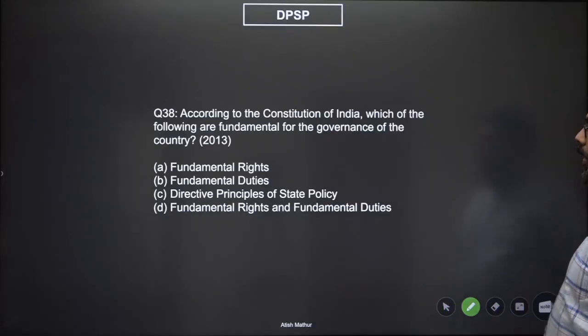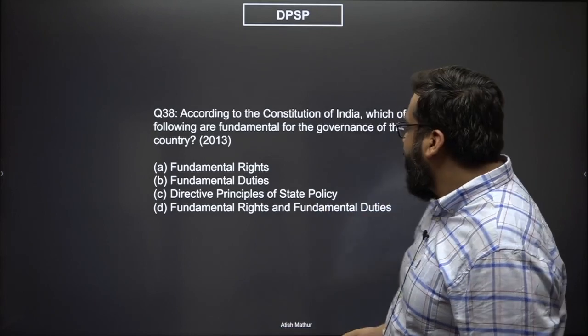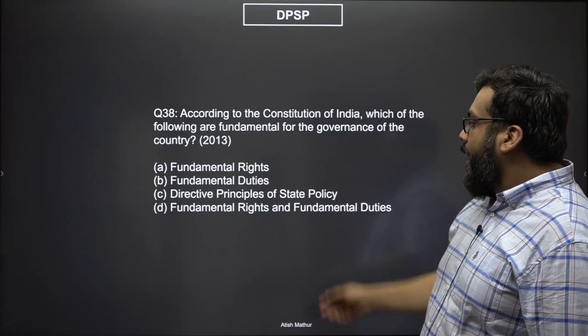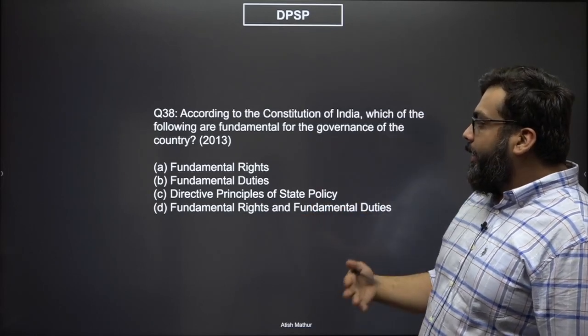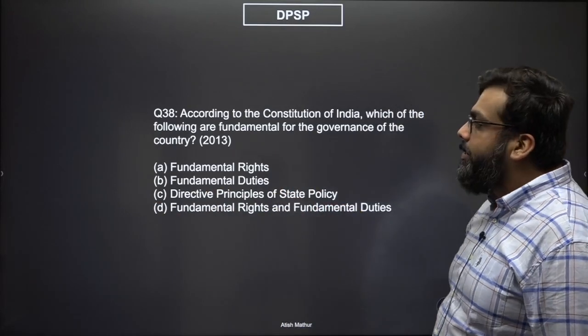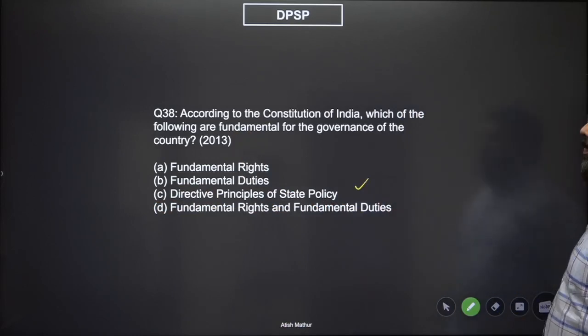38. According to the Constitution of India, which of the following are fundamental for the governance of the country? Which means this is crucial, this has to be explicitly done, this is enabling to the Constitution to make the country better, right? Governance is what the government can do or how better can the government be. Out of all of these, what are the instructions to the government to do something better? Directive principles of state policy. Without even thinking twice, the answer would be directive principles.